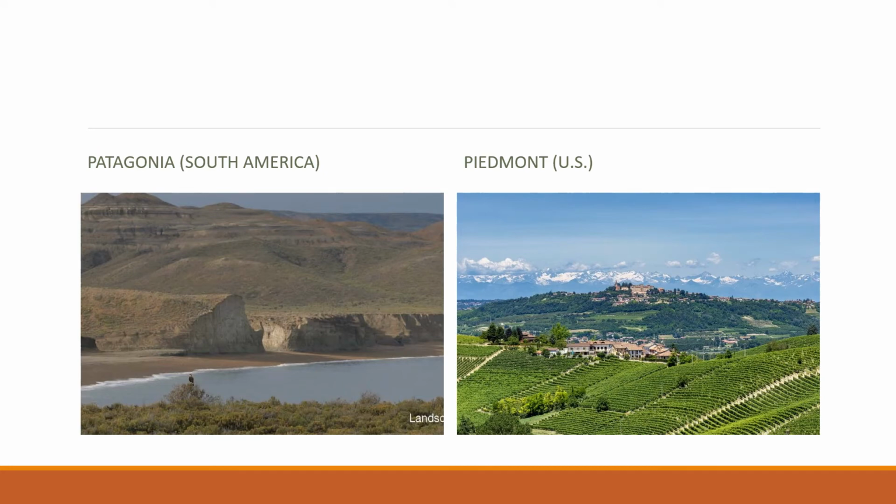Let's see the examples of Piedmont Plateau. In your textbook, it's given Patagonia in South America. Now there is a correction here. It's Patagonia, not Patagonia. So the correct spelling is Patagonia. Patagonia in South America, Piedmont in US, Malwa Plateau in India are the best examples of Piedmont Plateau.